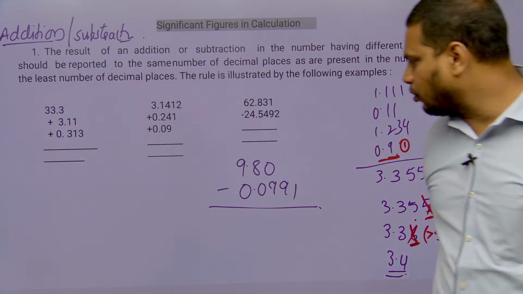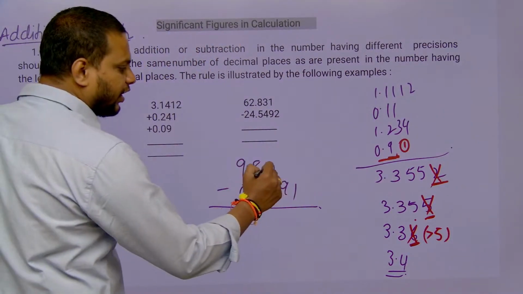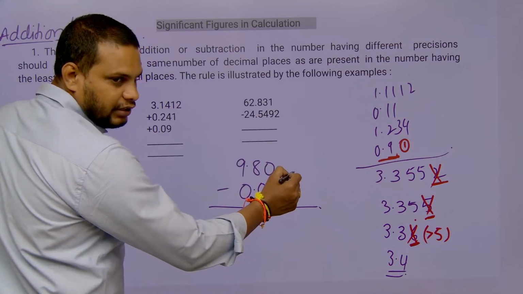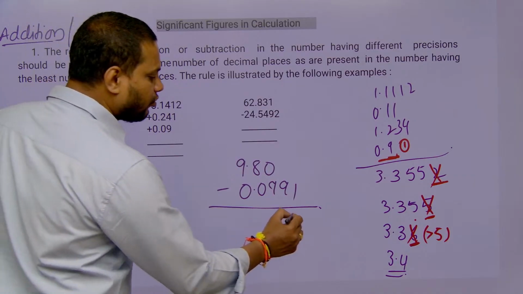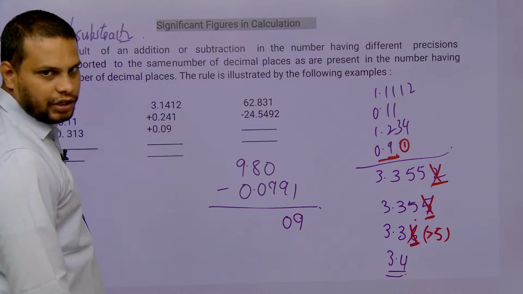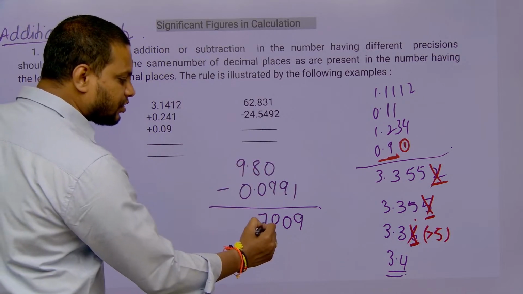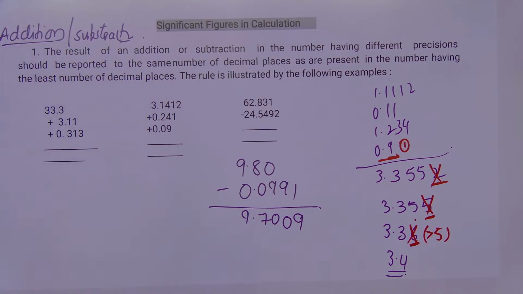What is the answer you got? Here you can take 0, borrow it. Then what is this value? 10 minus 1, 9. So here it is 9. Then 9 minus 9, 0. Are you clear? And this will become how much? 7.9. So this is the final answer I guess you got.